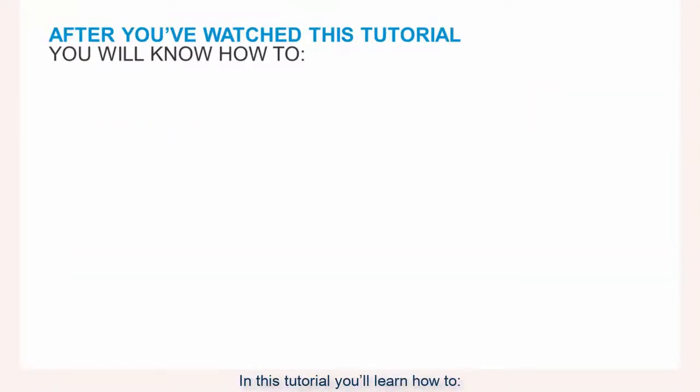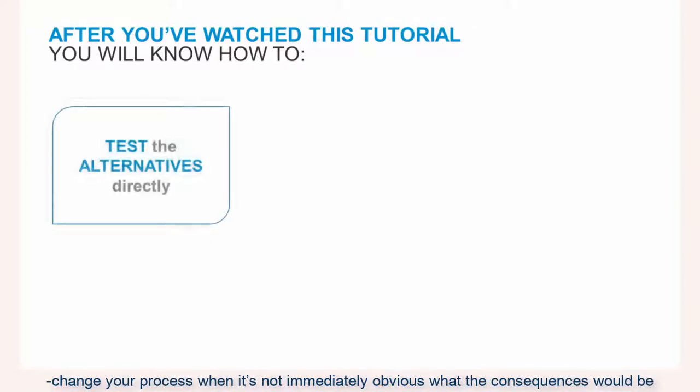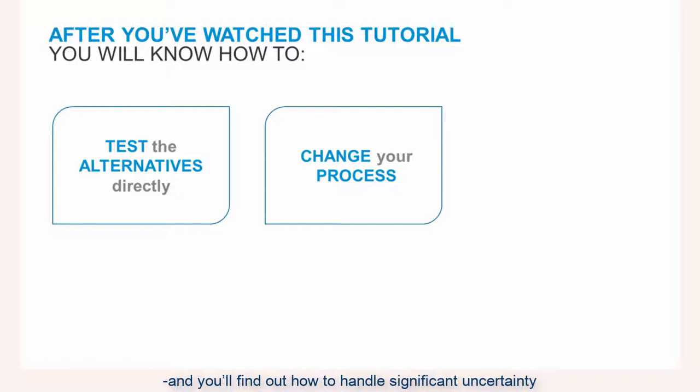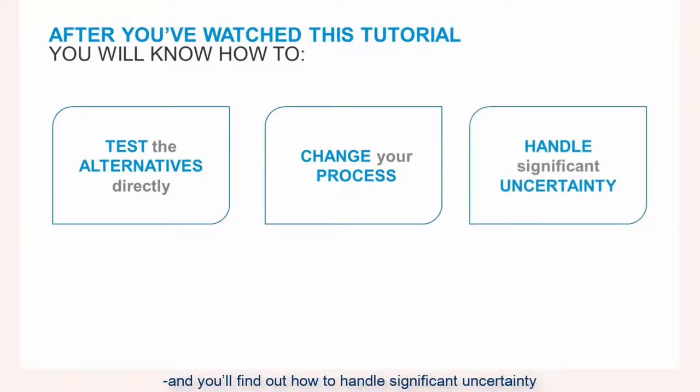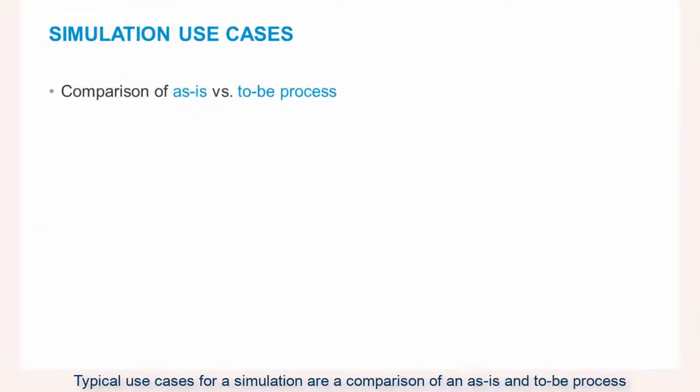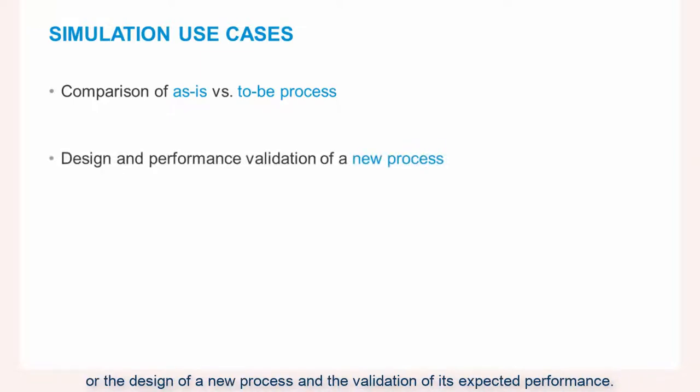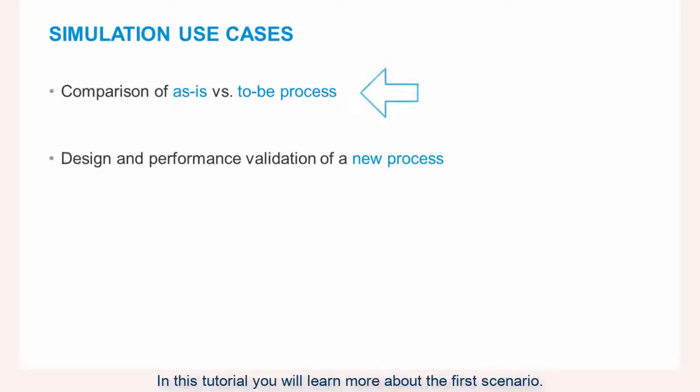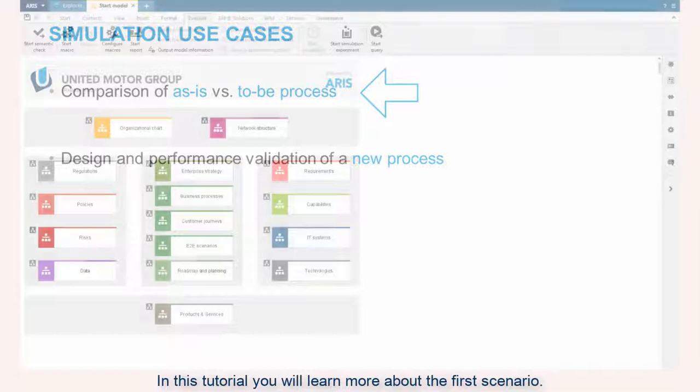In this tutorial, you'll learn how to change your process when it's not immediately obvious what the consequences would be, and you'll find out how to handle significant uncertainty regarding the consequences of a proposed change. Typical use cases for a simulation are a comparison of an as-is and to-be process, or the design of a new process and the validation of its expected performance. In this tutorial, you will learn more about the first scenario.